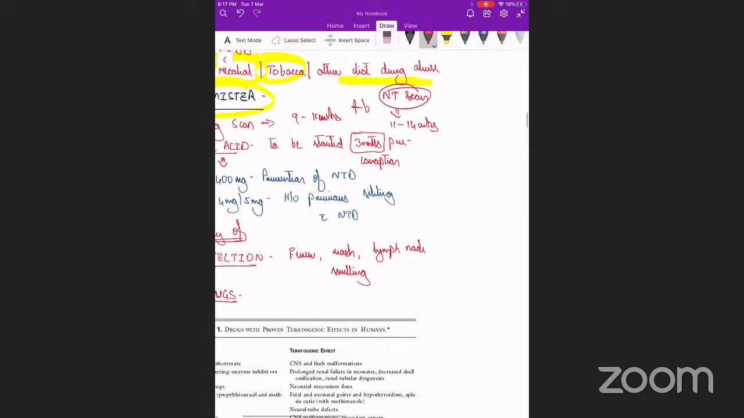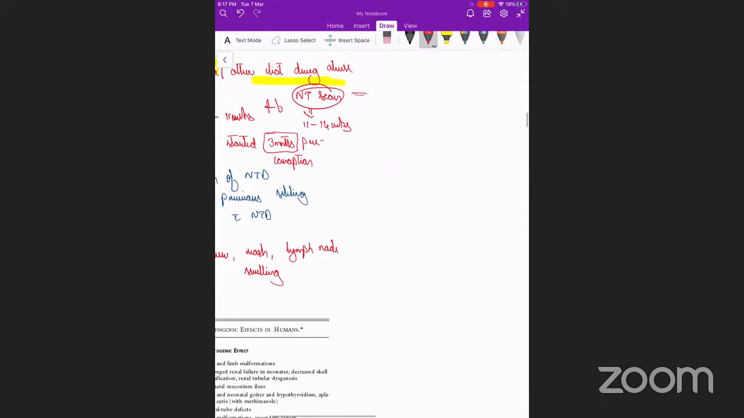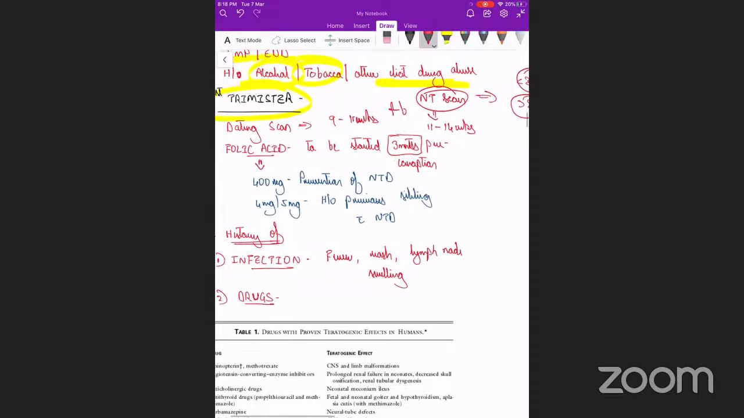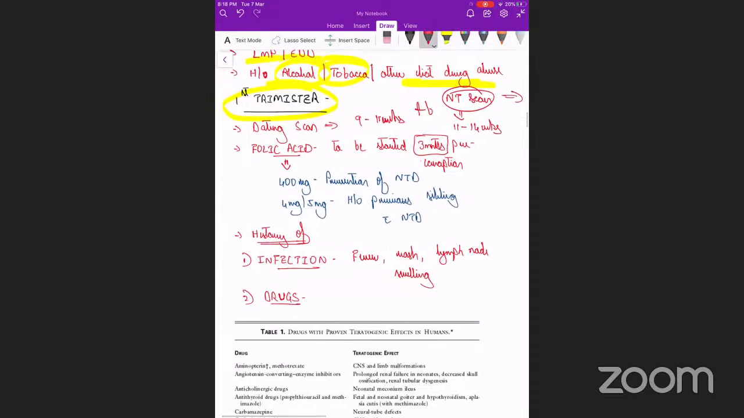And by this, what we'll get to know is the nuchal translucency, whether it is less than 3 mm or more than 3. If it is less than 3, then there is no risk, and if it is more than 3, then the baby is at risk of trisomy. Correct, trisomy 21 can be there, at risk of trisomies. So the NT scan becomes important. The NT scan is done between 11 to 14 weeks, and the dating scan is done between 9 to 11 weeks.